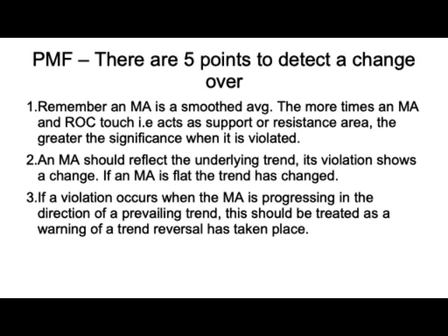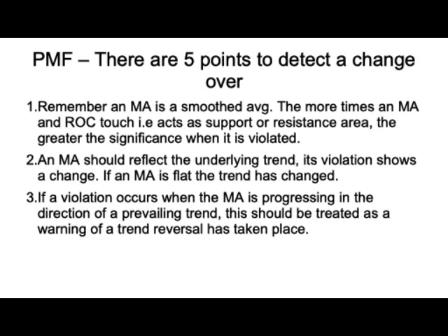And so if it's violated, that's more significant. If the MA and the ROC basically touch each other and bounce along each other, that shows strength in the ROC. When it's violated, if it's had many touches along its way, that is definitely something that should be looked at. An MA should reflect underlying trends, and its violation shows the change.